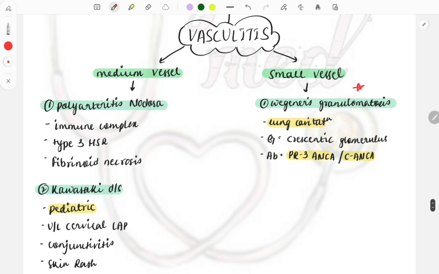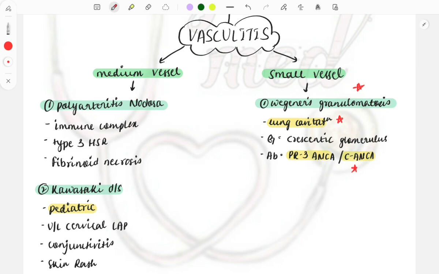So this Wegener's granulomatosis is important, and the hallmark feature seen in this is lung cavitation, and on the kidney, crescentic glomerulonephritis is seen. Then this is also an important finding seen with this Wegener's granulomatosis: C-ANCA positivity or PR3-ANCA positivity. So whenever you see these things positive in the clinical case, go with Wegener's granulomatosis as the answer.